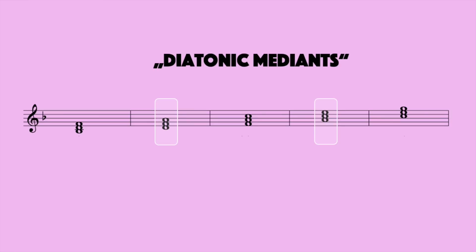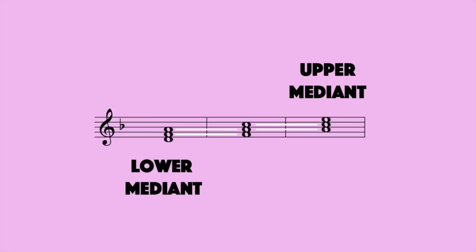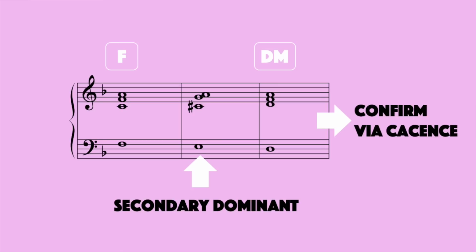These are called diatonic mediants, because they can be generated from the same home scale, and those always have two tones in common. And modulating into one of those is a no-brainer, as you can just use a secondary dominant and confirm afterwards.